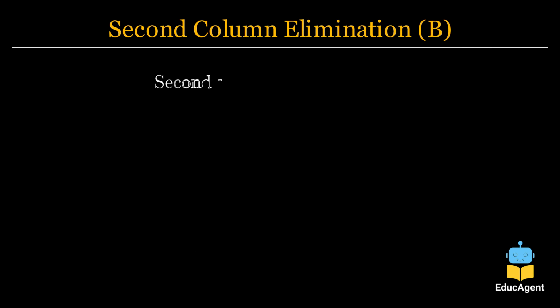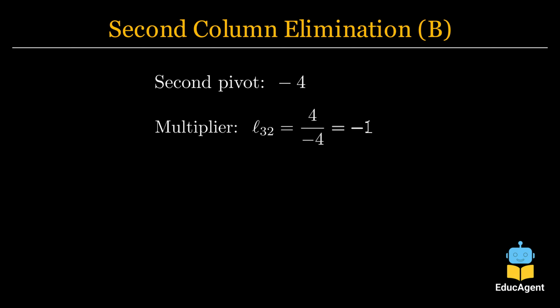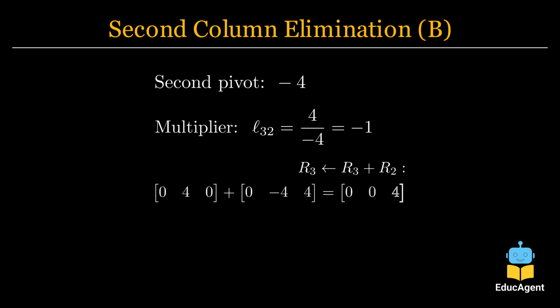The next pivot is -4. To eliminate the 4 under that pivot, the multiplier is -1. Adding row 2 to row 3 wipes out the 4 and leaves a final pivot 4. That's the usual upper triangular matrix after elimination.